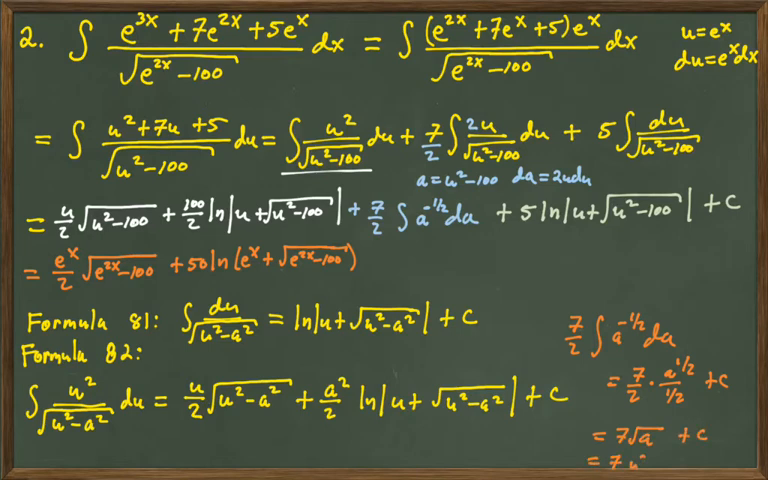So 7 square root of u squared minus 100 plus c. So 7 e to the 2x minus 100 in the radical, plus 5 natural log of e to the x plus the square root of e to the 2x minus 100, plus c.